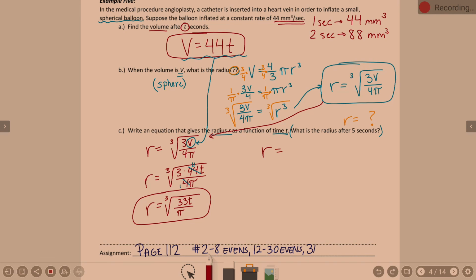So r equals the cube root of 33 times 5 over pi. And that is definitely a calculator problem. 165. Is that what 33 times 5 is? Okay, I need 44 times 5. Yeah, it's 220. Then you're just going to have to divide by 4 pi.